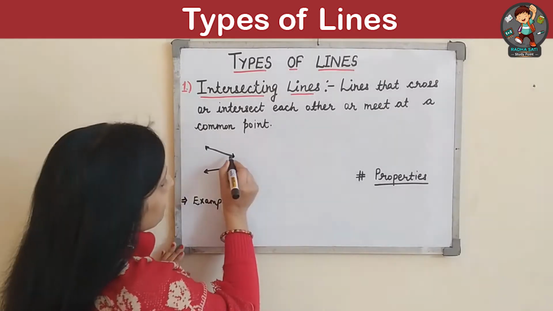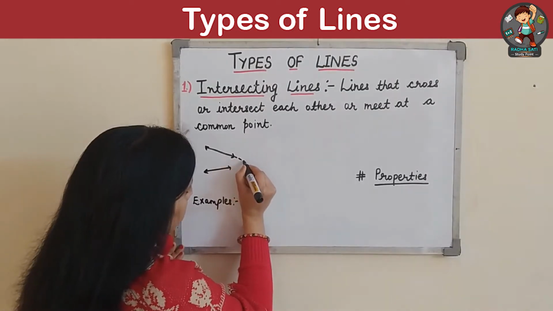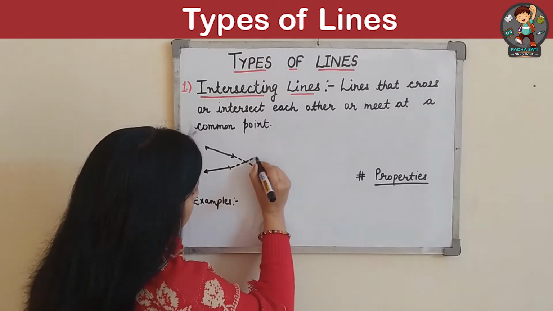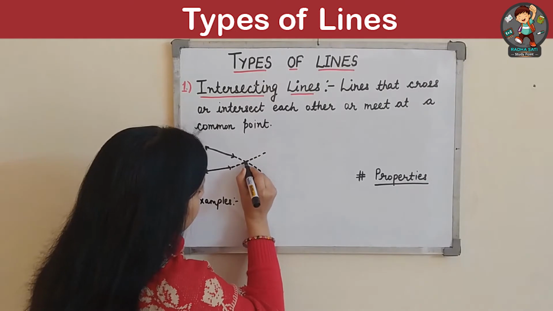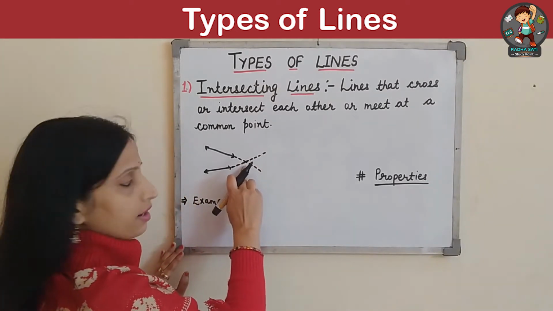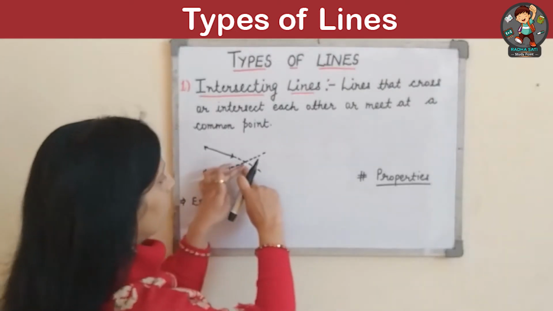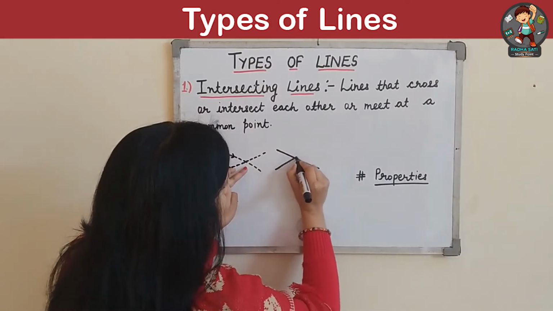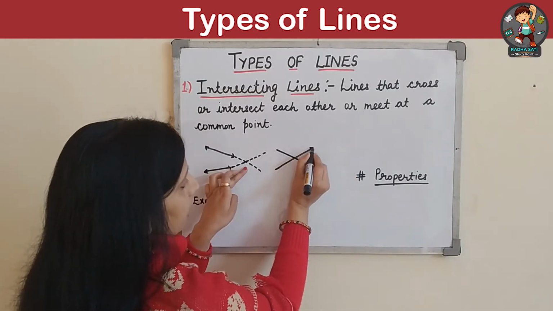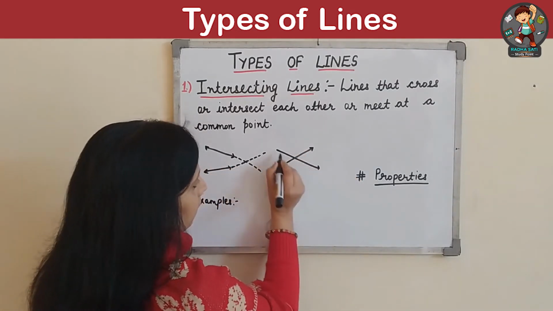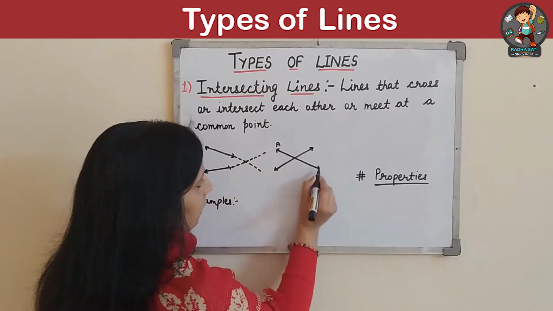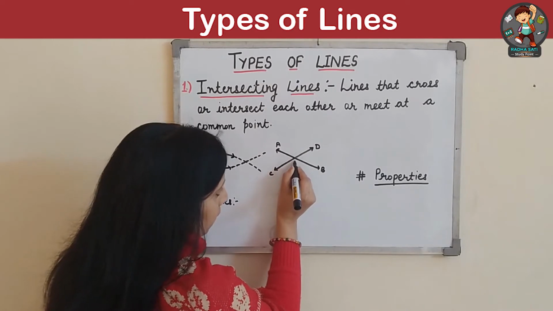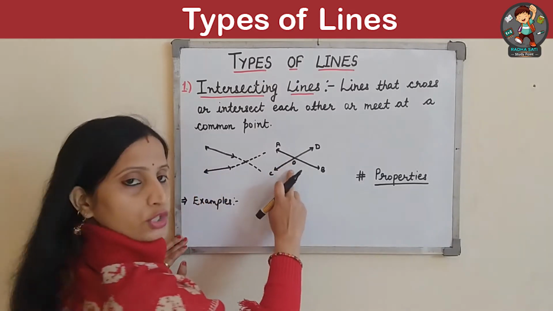Now, if I extend these lines and this line also, then we can see that these lines are crossing each other at a common point. Or I am drawing the lines here like this and put the arrows, and I am naming these lines as AB and CD. Let us name it O, that these lines are crossing each other at point O.